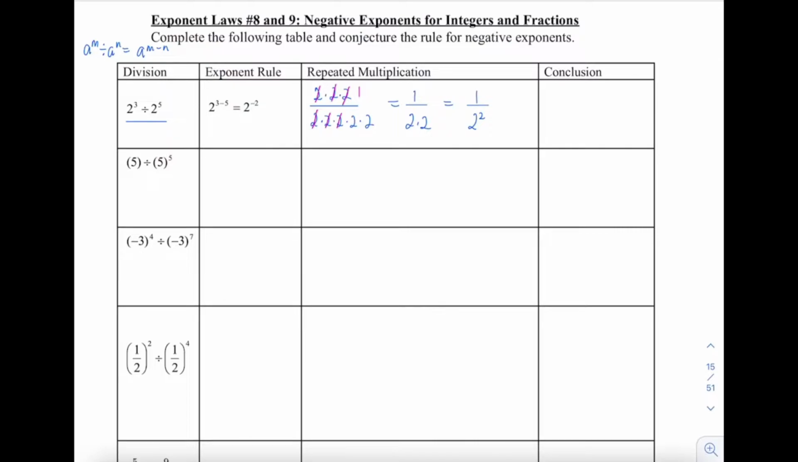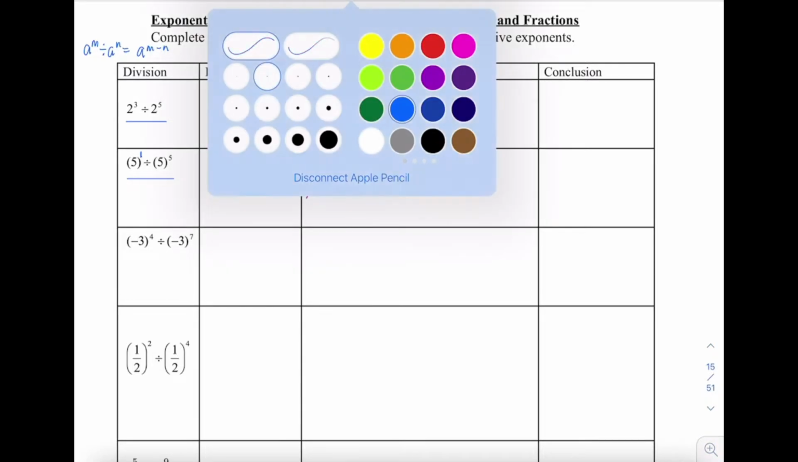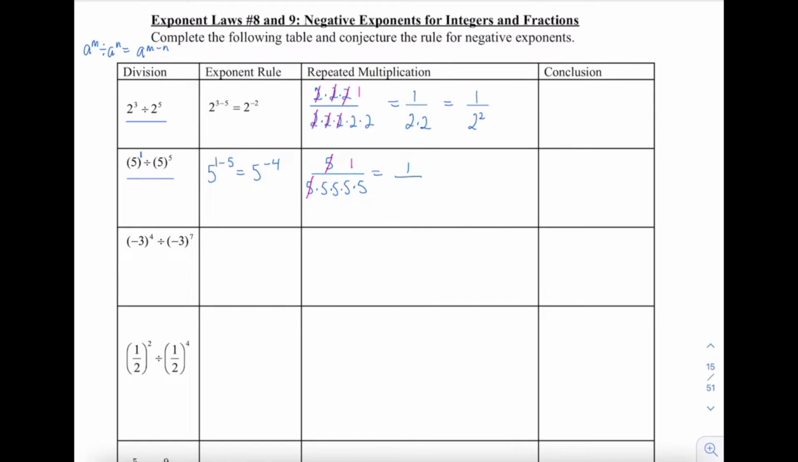Let's do it again. So division of 5 divided by 5 to the power of 5. Remember, there's an exponent of 1 here. So if I use the exponent rule, I would get 1 subtract 5, which is 5 to the power of negative 4. And if I use repeated multiplication, I have 1 5 in the numerator, 5 5's in the denominator. If I simplify this, I'm going to rewrite this as 1 in the numerator and 4 5's in the denominator, which I'm going to write as 1 over 5 to the 4.